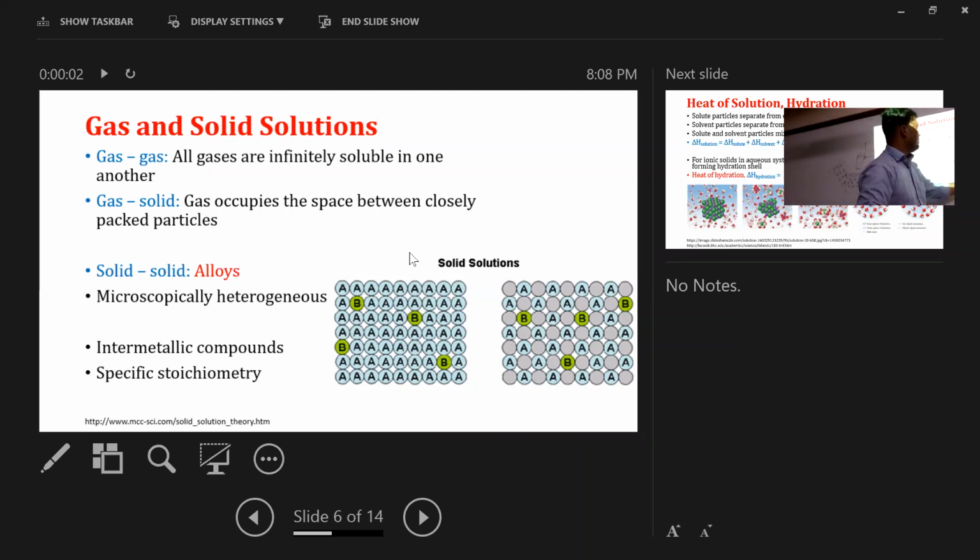Maybe not everywhere is the same proportion or ratio. Therefore, microscopically heterogeneous, intermetallic compounds with a specific stoichiometry. Microscopically it is heterogeneous, but overall, the properties are quite similar, with a specific stoichiometry. So certain characteristics, such as the melting temperature or boiling temperature, are more or less similar or specific.